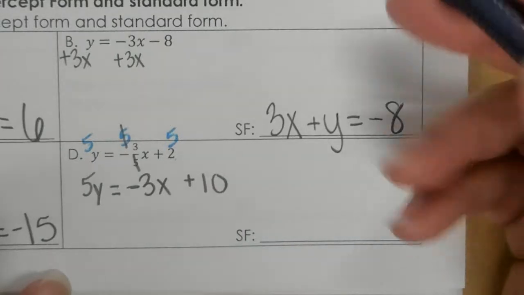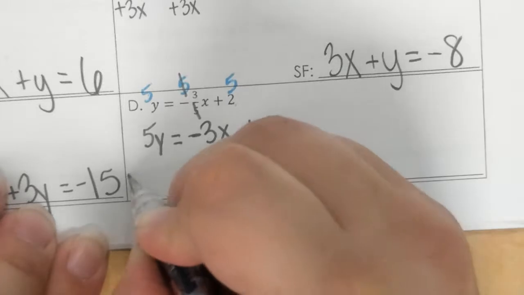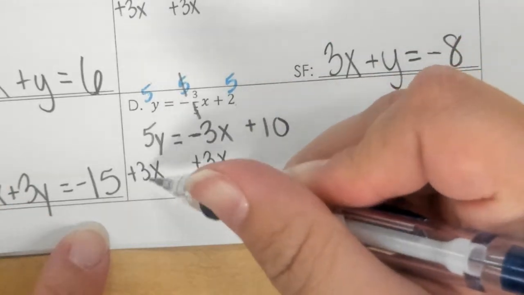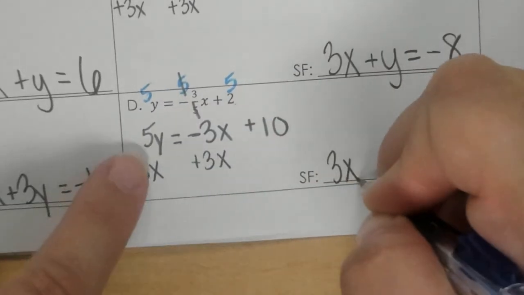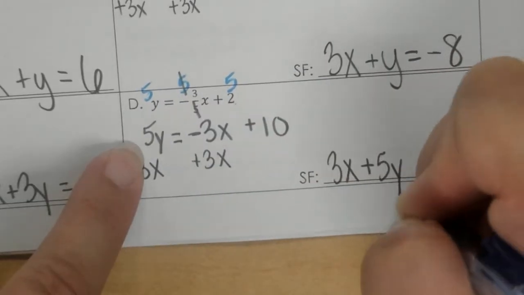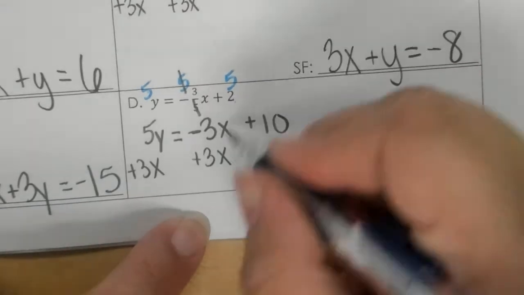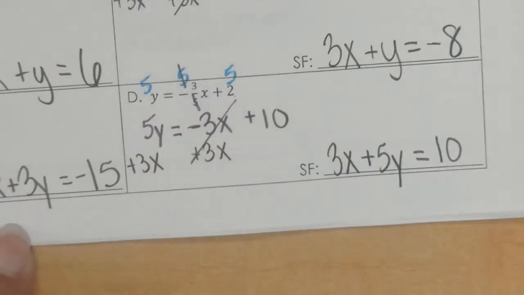Okay, now to get x over here with the y, I need to add x. Can't add these because they are not like terms. So I put down 3x, then that positive 5y, and then that all equals 10.